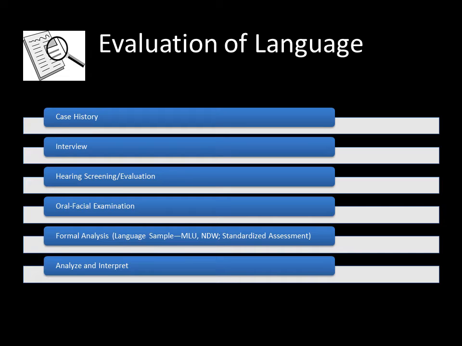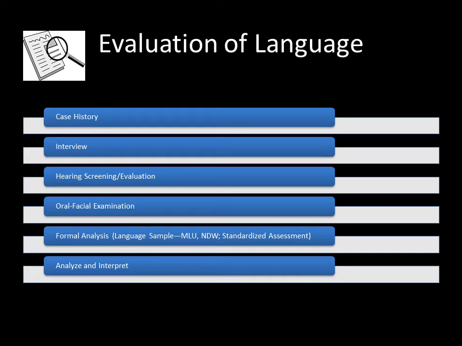So after you have the case history and the interview, you know where you're going to start. And usually you're going to start with a hearing screening. You're going to make sure that there's no hearing problems, and if the hearing screening has failed, you might refer for a hearing evaluation. You also want to conduct an oral facial exam just to rule out any structural problems. You always want to do a hearing and oral facial just to make sure that there's nothing structural that's going to affect language development. And then you want to do a formal analysis of language.